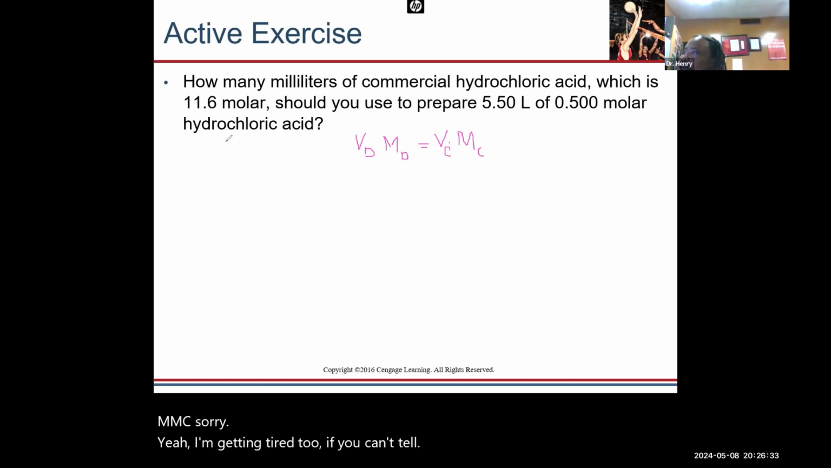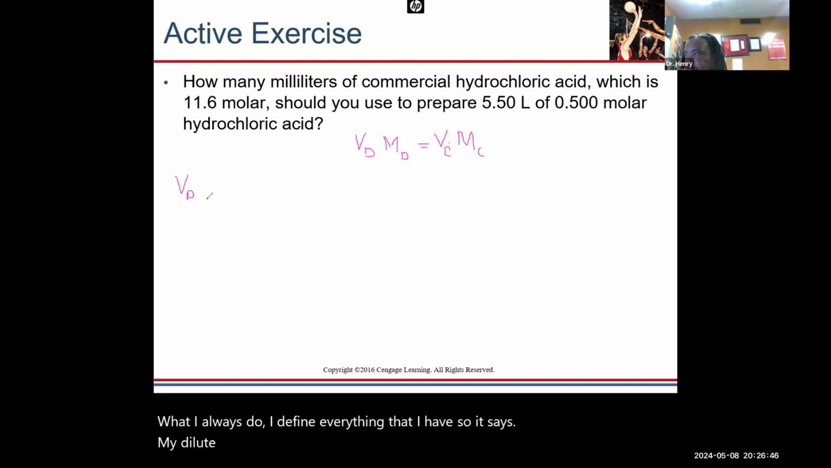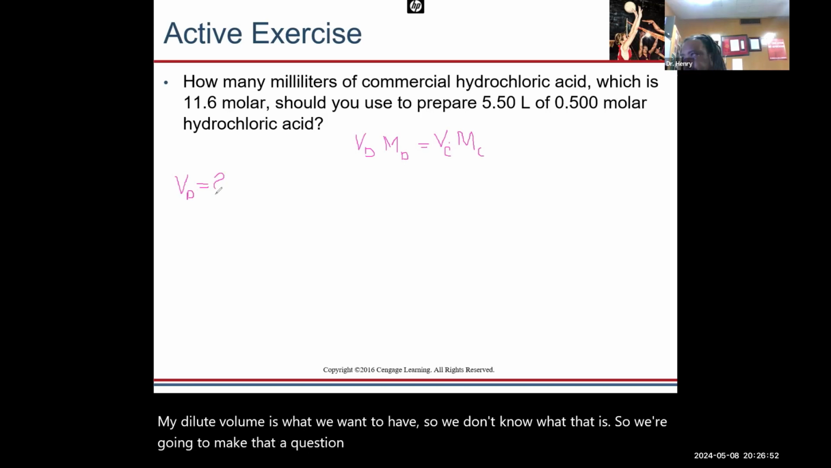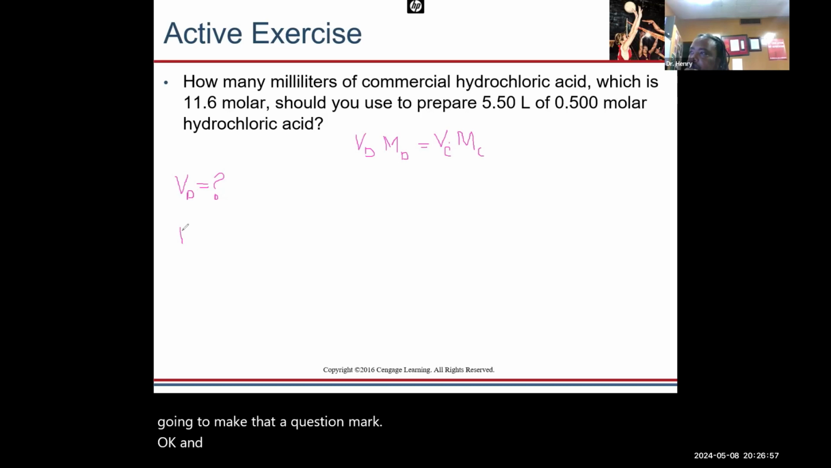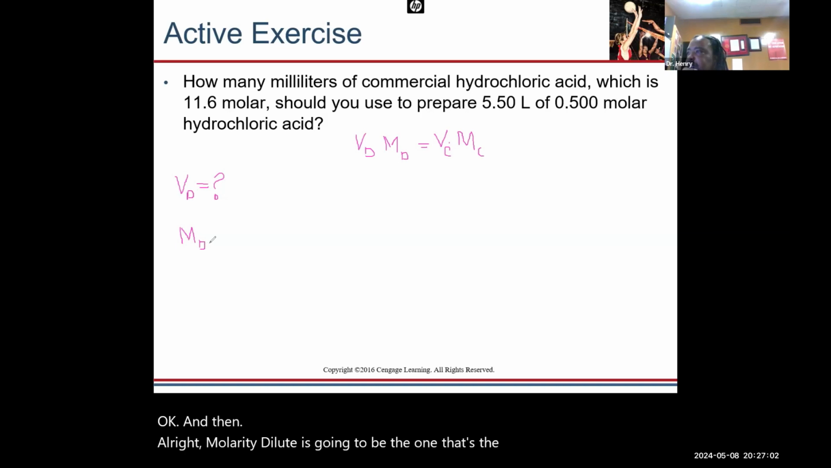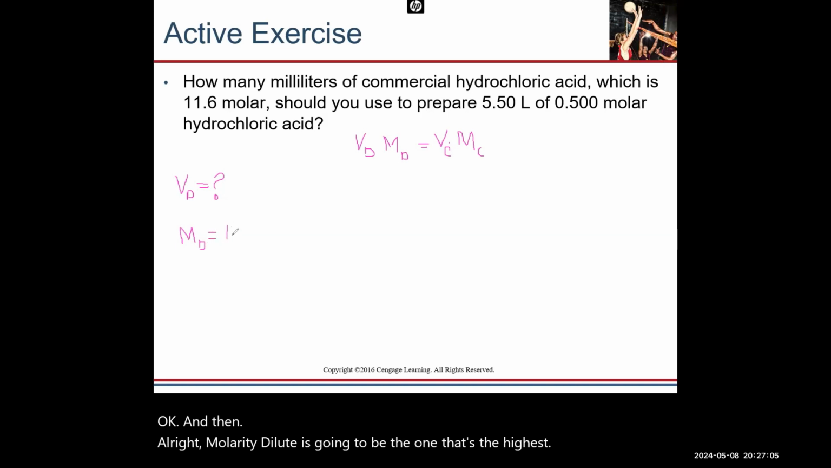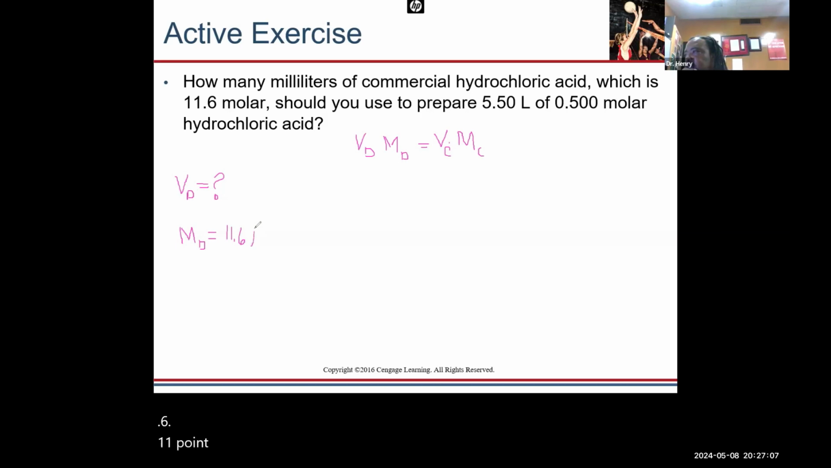Okay, so what I always do, I define everything that I have. So it says my dilute volume is what we want to have. So we don't know what that is, so we're going to make that a question mark. And then our molarity is going to be the one that's the highest, 11.6. That's going to be our M. We're going to put a line underneath it.